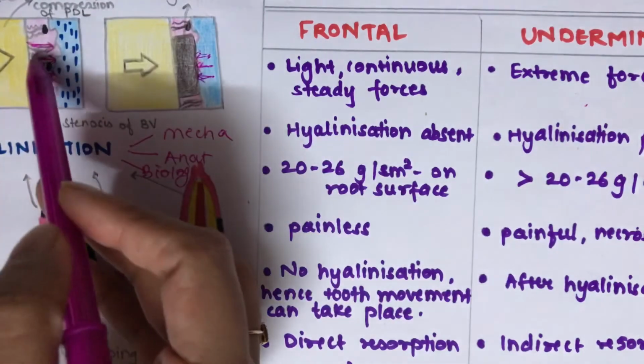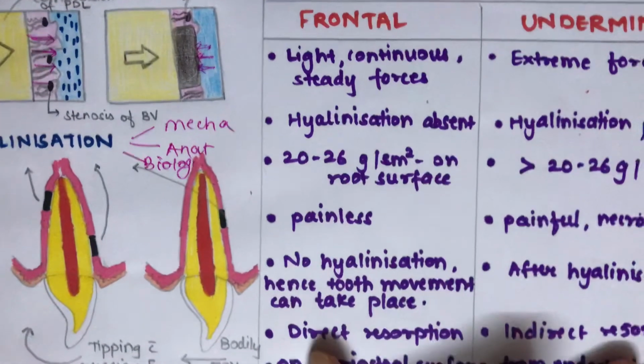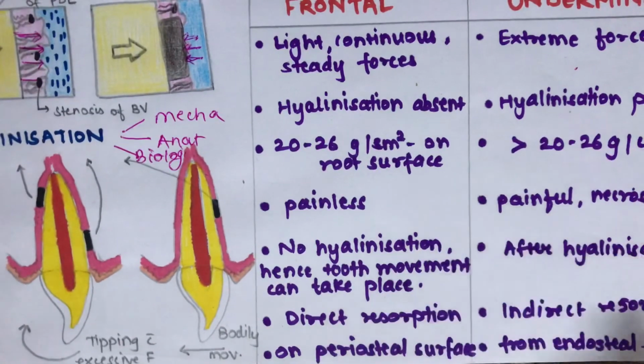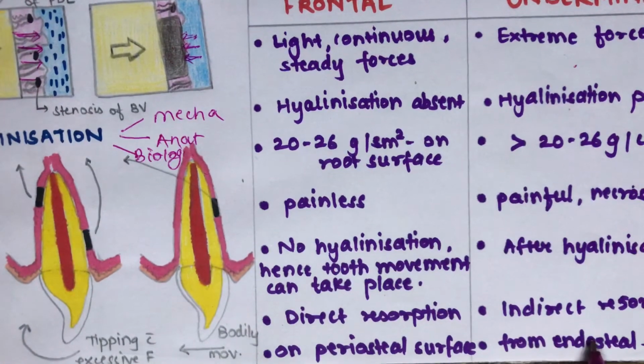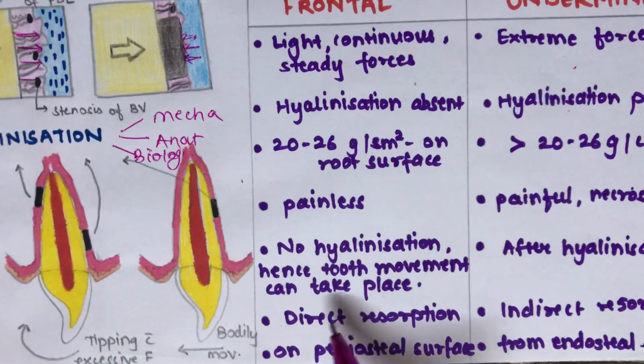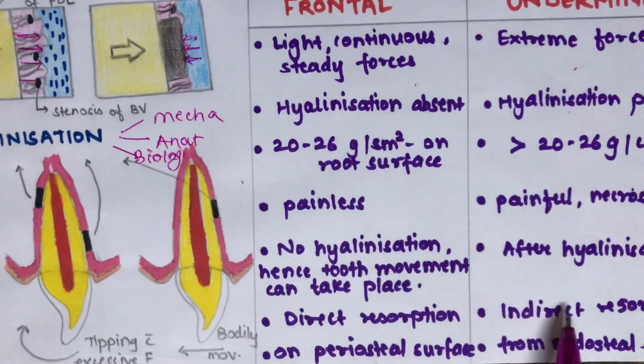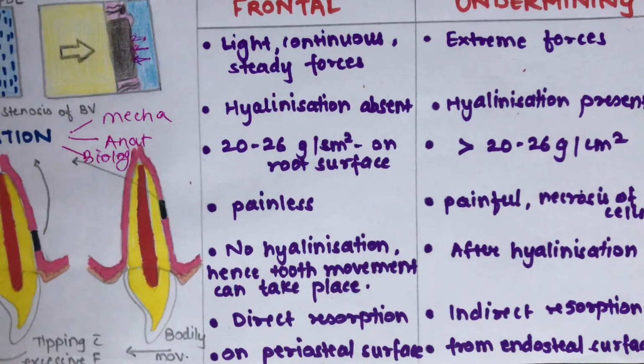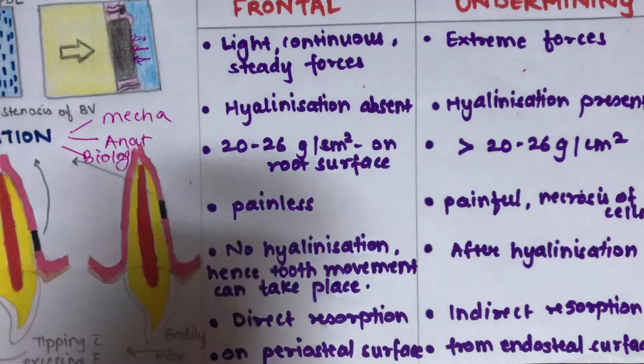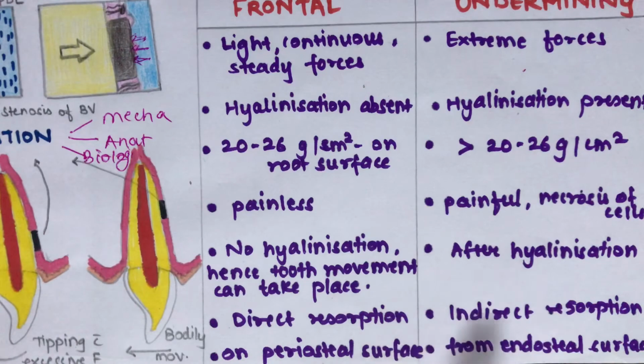Now in frontal resorption, the resorption is on the periosteal surface, whereas in undermining it is from the endosteal surface. This is the next point. Frontal resorption is known as direct resorption because it starts from the PDL itself, and this is known as indirect resorption, which means the resorption takes place outward from the marrow spaces of the adjacent alveolar bone. It is also known as rearward resorption, as the resorption is from the underside of the lamina dura rather than the periodontal ligament itself.